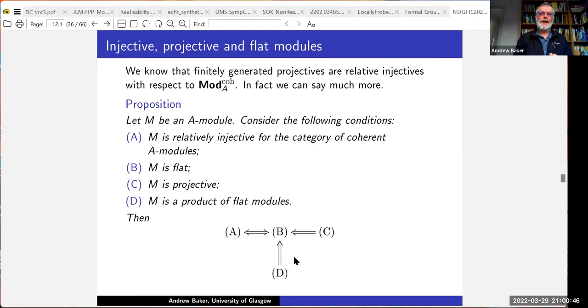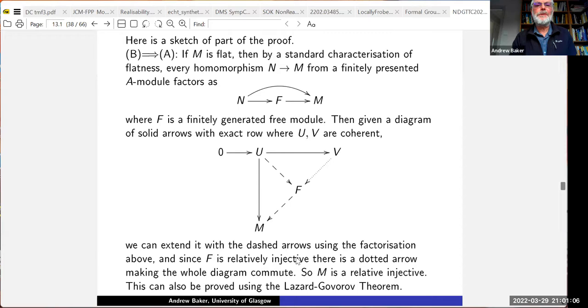Okay, now that again should remind you of the graded story, but this is the ungraded world. Now, how do you prove that? Well, this is one of the things I quite enjoyed learning about, that there are different ways of characterizing flatness. For example, one way to characterize flatness is that a module is flat if and only if every homomorphism from a finitely presented module factors through a finitely generated free module.